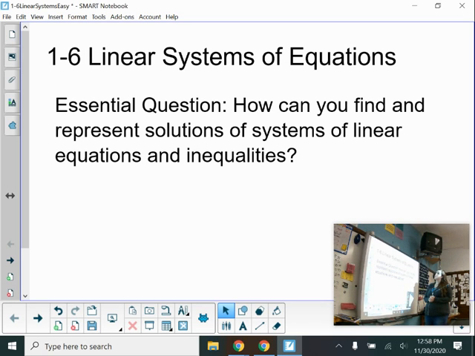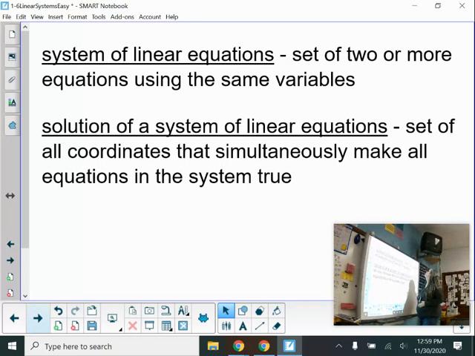This video is going to go through the notes for 1-6 linear systems of equations. We're actually going to look at solving algebraically rather than graphically like you did in the Explore and Reason for 1-6. So we have our essential question: how can you find and represent solutions of systems of linear equations and inequalities? We are actually going to focus on the equations today.